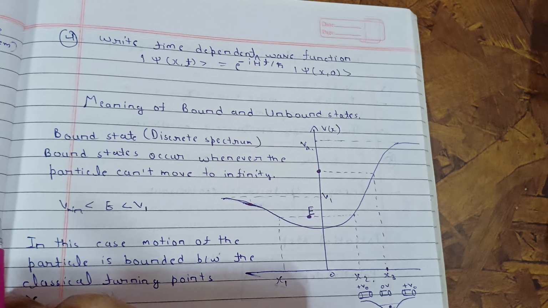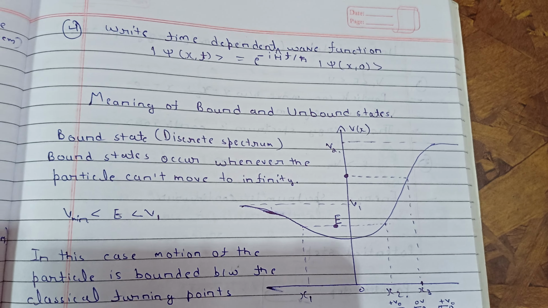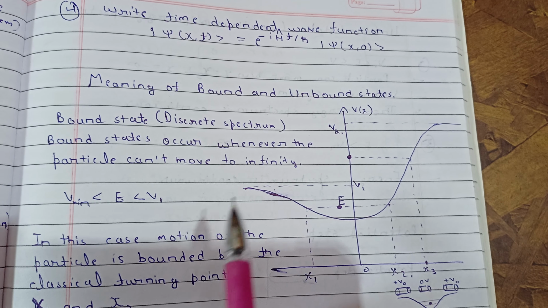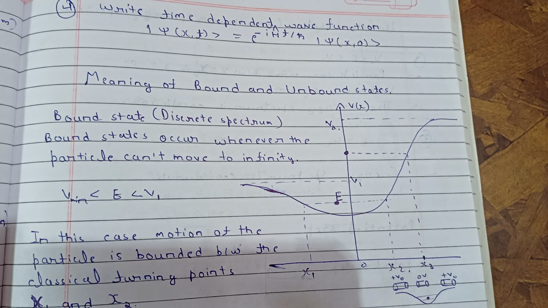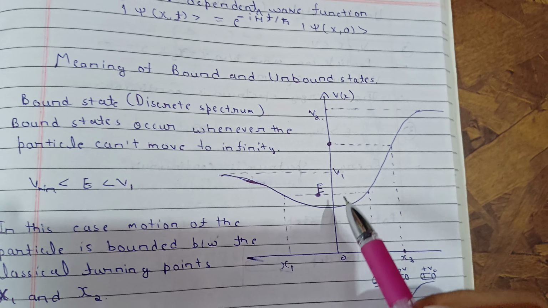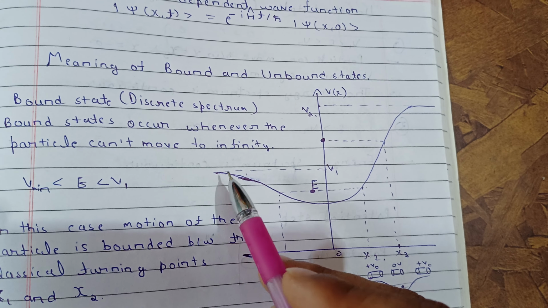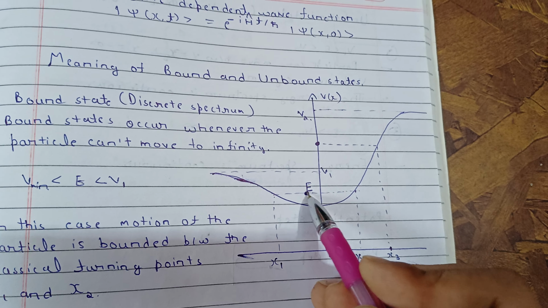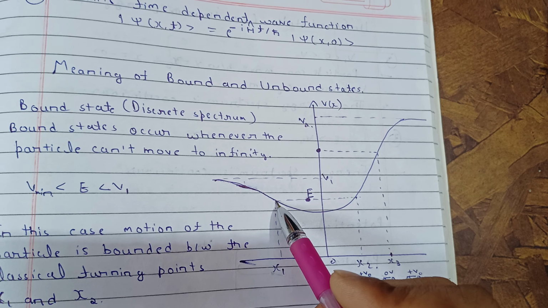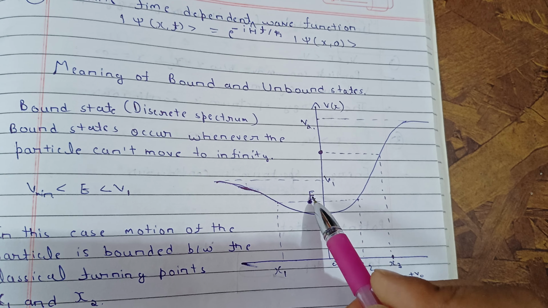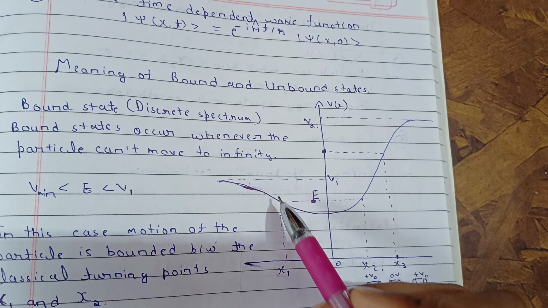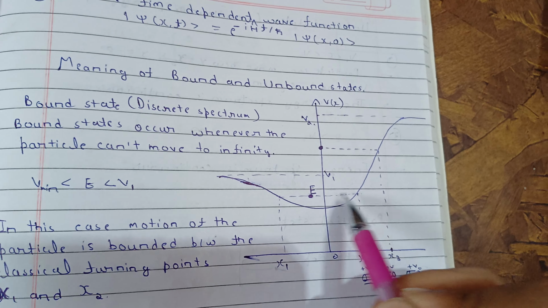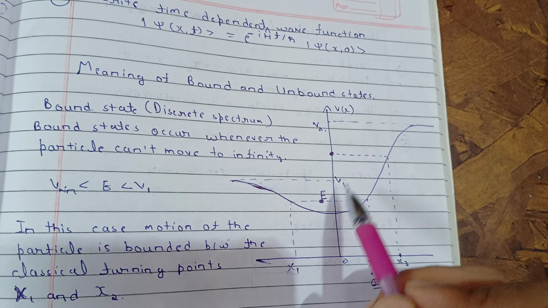Now let's start. First we will study the meaning of bound and unbound states. I already discussed these things in classical physics also, so this will remain the same, but the only difference is that in the bound state we will get discrete energy states. This is your potential energy curve, where the potential is high here, low here, and highest here. If the particle has energy in this particular area, then at this point its potential energy will be equal to the total energy, and kinetic energy will be 0, meaning the particle can't move above this. So these will be your turning points, and the particle will oscillate between them. This is called bound motion, and here also it will be bound.